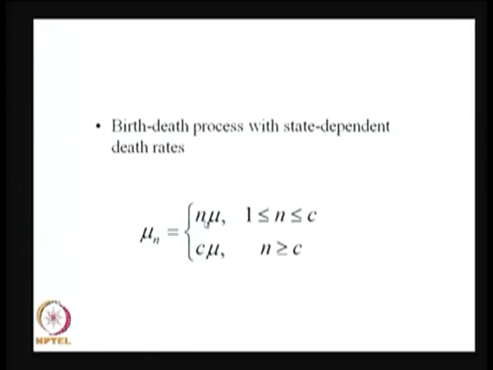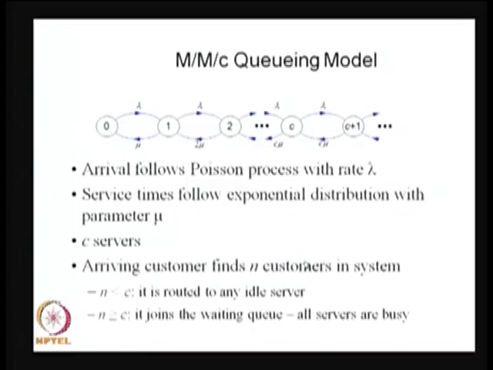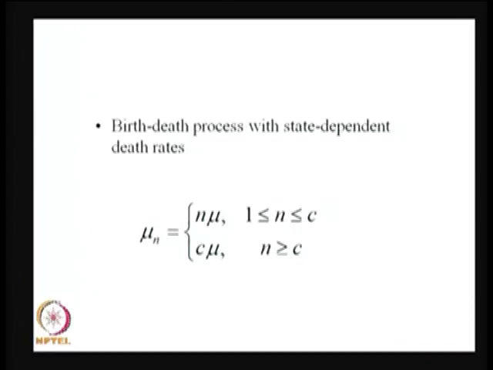So, state dependent death rates: the death rates are n times mu whenever n lies between 1 and C, and mu n is C times mu for n greater than or equal to C. You can observe this from the state transition diagram also. The death rates are going to be C mu, here also C mu and so on. Therefore, this is a birth-death process with state dependent death rates.